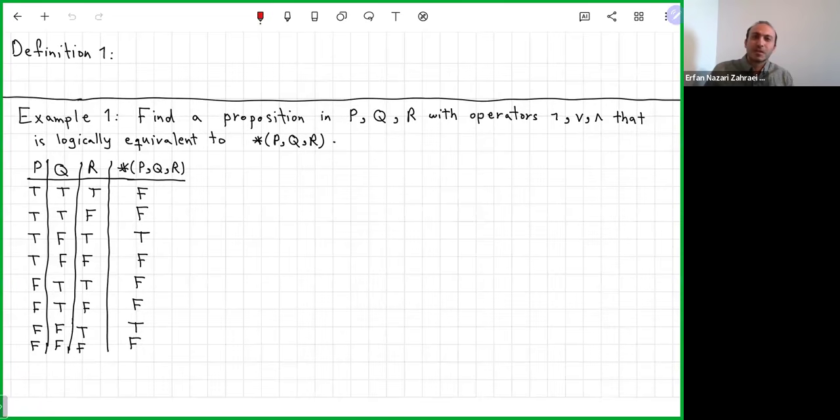Hello, Math 102 students. In this video, we want to discuss two concepts, logical equivalences and rules of inference. First, let's talk about logical equivalence.